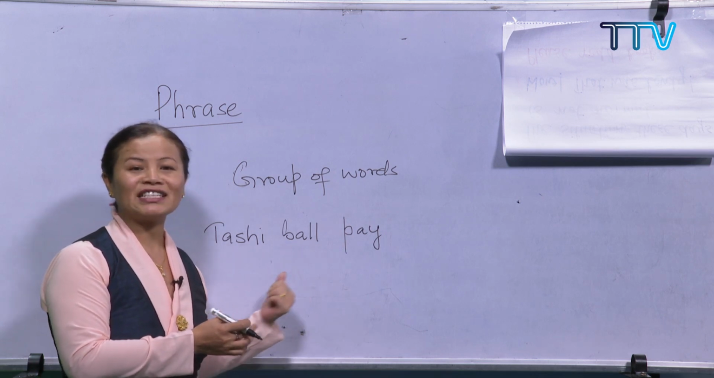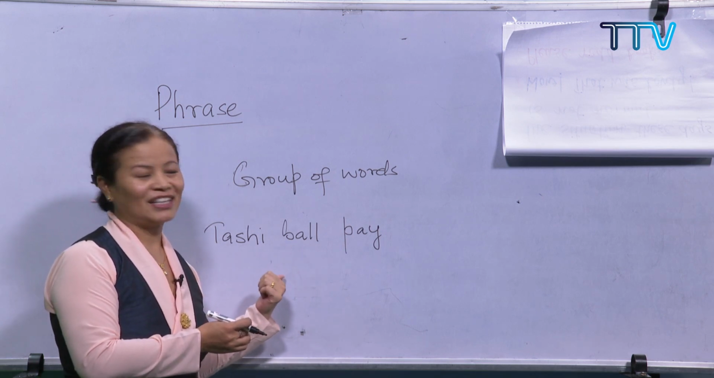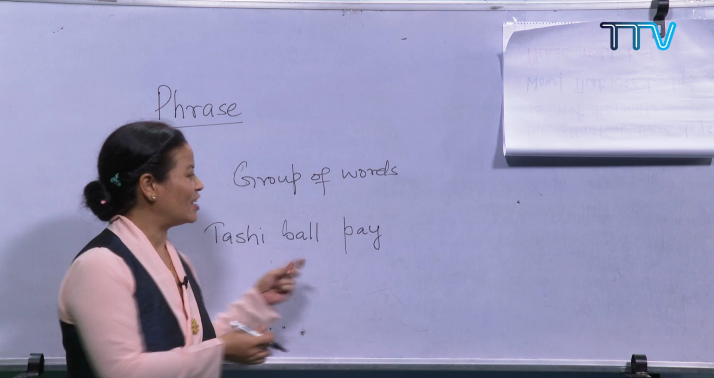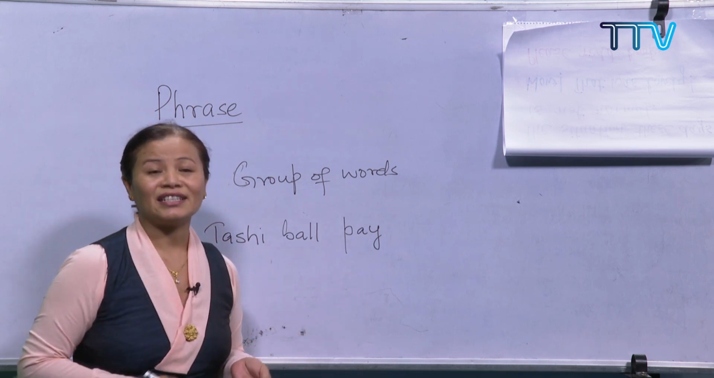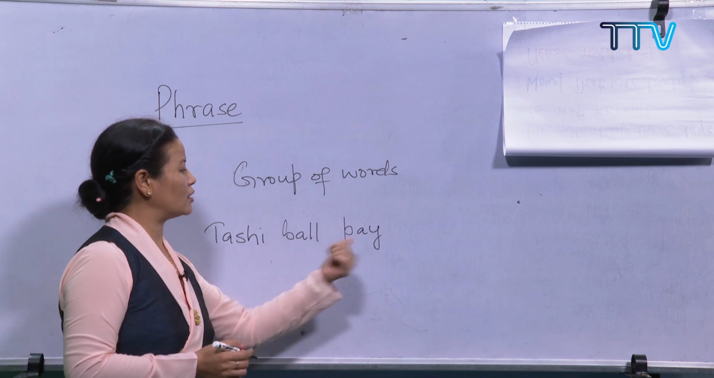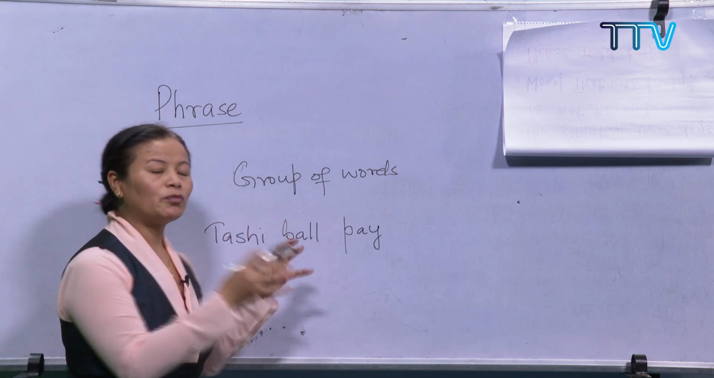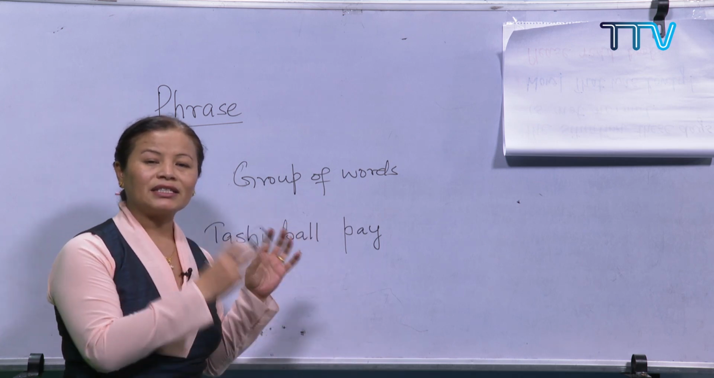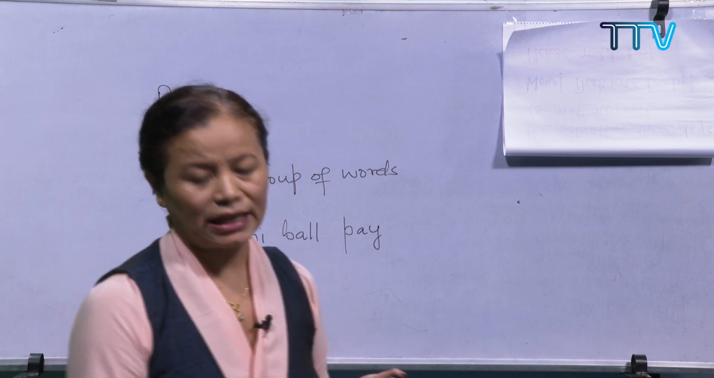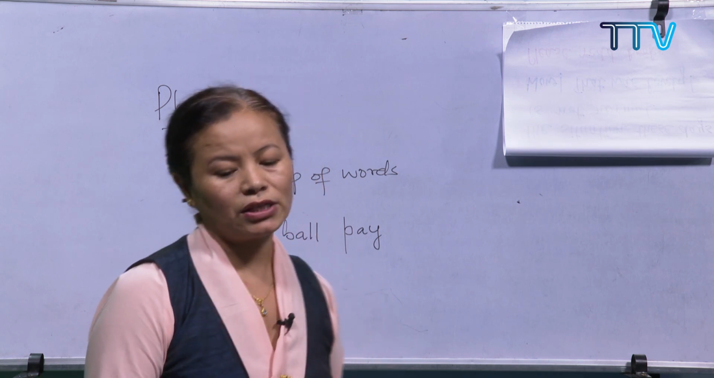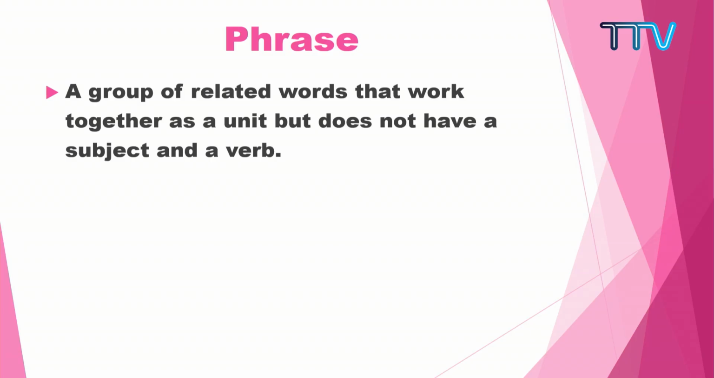But do you think this is a phrase? What do you think? Tashi, ball, pay. Is it a phrase? Of course not, because these words are not related. Tashi, ball, pay, they do not convey anything. So what you need to understand is a phrase is a group of related words that does not make a complete sense. A group of related words that work together as a unit but does not have a subject and verb, and so we cannot call this a sentence.